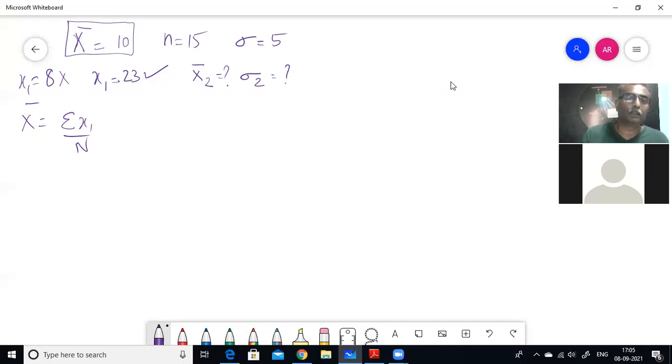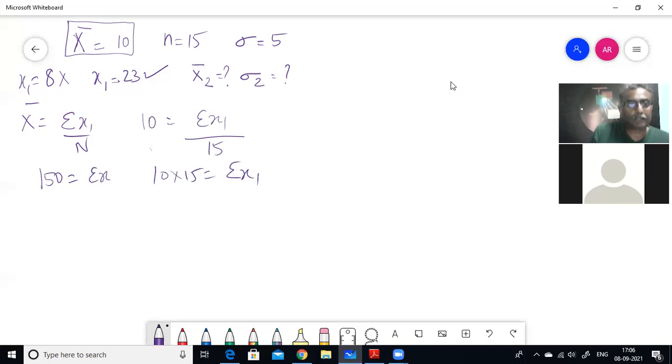Okay, what is the mean? The mean is 10, sir. 10 is equal to sigma x of i by n. What is n? n is 15, sir. So 10 into 15 is equal to sigma x of i. That means 150 is equal to sigma x of i. x of i means x1 plus x2 till x of n. It's equal to 150.